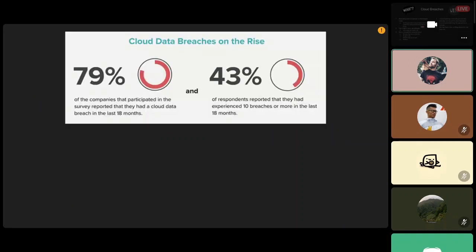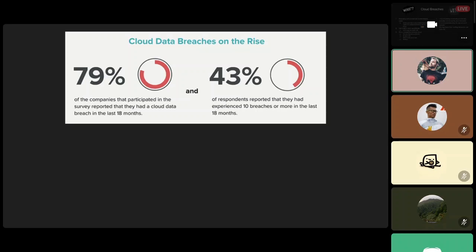So, interesting data point here. 79% of companies that participated in a particular survey of over 300 participants, and mind you, they were all chief information security officers. So 300 CISOs participated in a certain survey, and nearly 80% of them reported that they had a breach within 18 months.